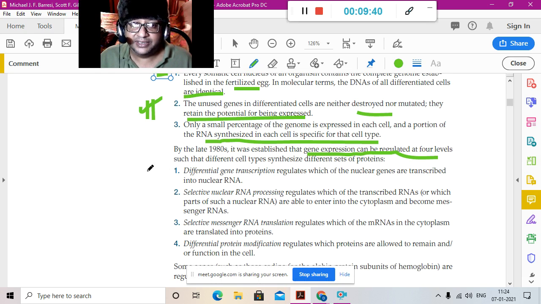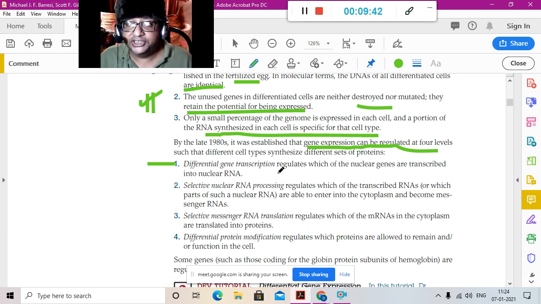First is the differential gene transcription. At the level of transcription, some genes are transcribed, some genes are not transcribed. So this is how it goes.